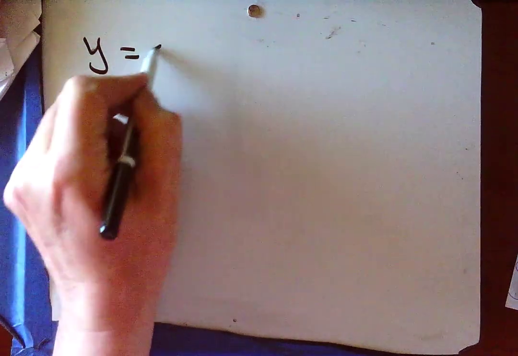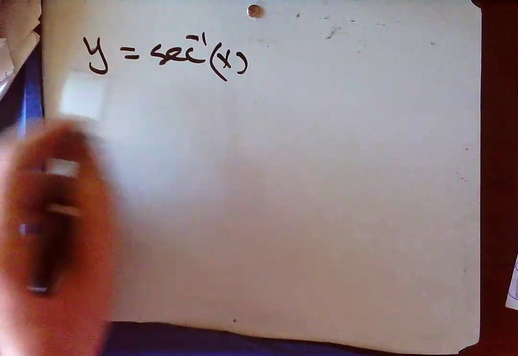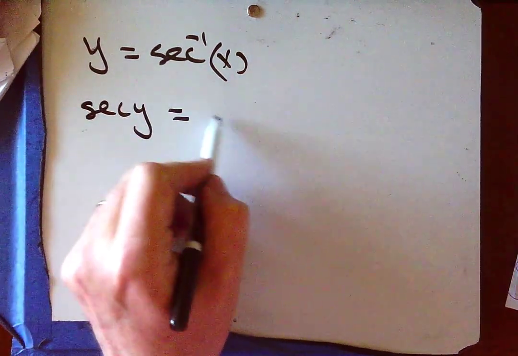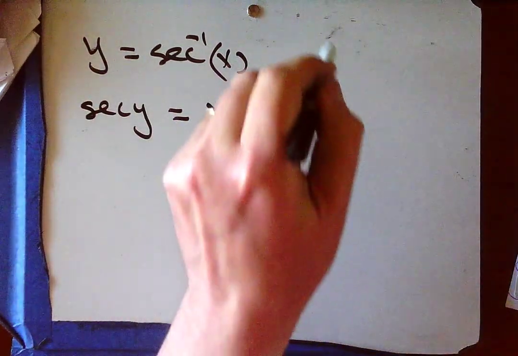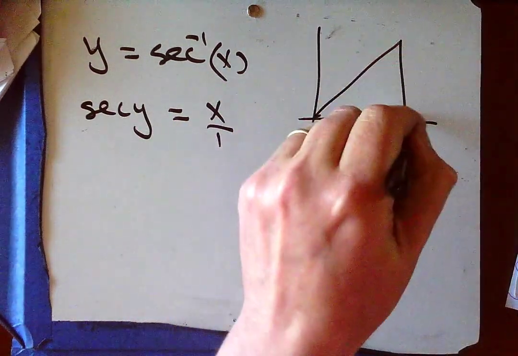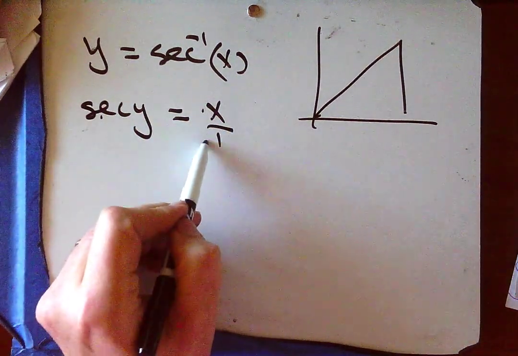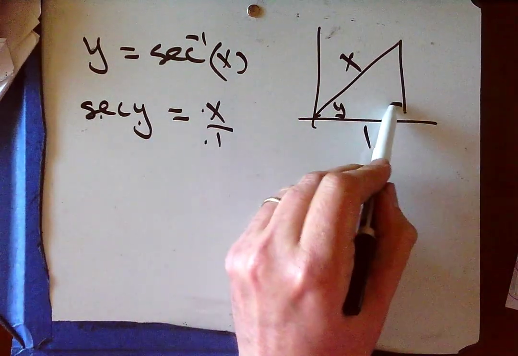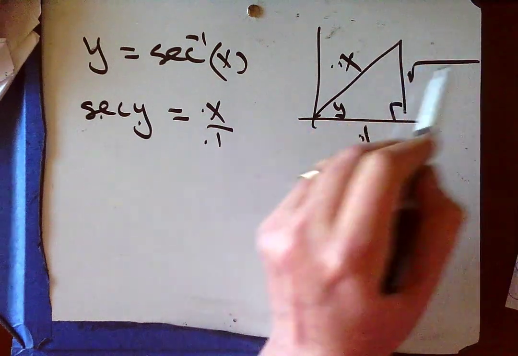We've got inverse secant. Y equals secant inverse of x. Okay, take the secant to both sides. Secant y equals x. So this is the one I want to draw the triangle with. I know secant is hypotenuse over adjacent. And the angle is y. I used the Pythagorean theorem to get this missing side.